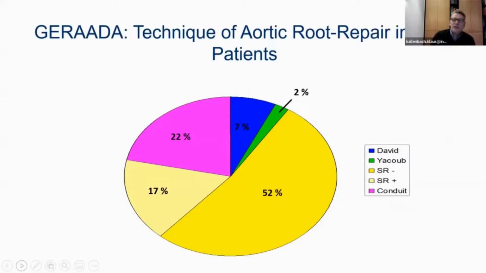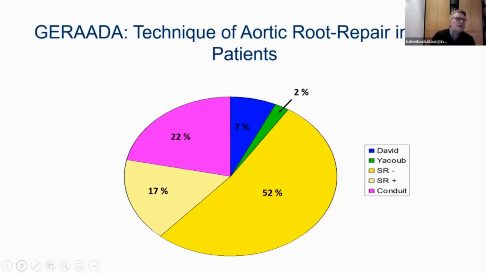And this is a study from GERAADA, the German Registry of Acute Aortic Dissection Type A, the worldwide largest one. You see that most of the patients are operated with a supracommissural replacement, a method that should not be applied to Marfan patients, because the weakened aortic root still stays in place. If you see here at the blue one, 7% of patients are operated with the David procedure and 2% with the Yacoub procedure. So only 9% are operated with a valve-sparing procedure in a type A dissection. Well, not everybody with a type A dissection needs a valve-sparing procedure, but it is very important that you are able to do this procedure even in an emergency like a type A dissection in Marfan patients.